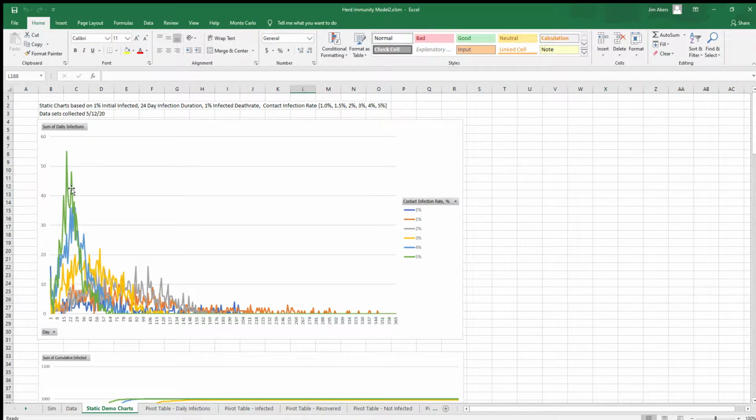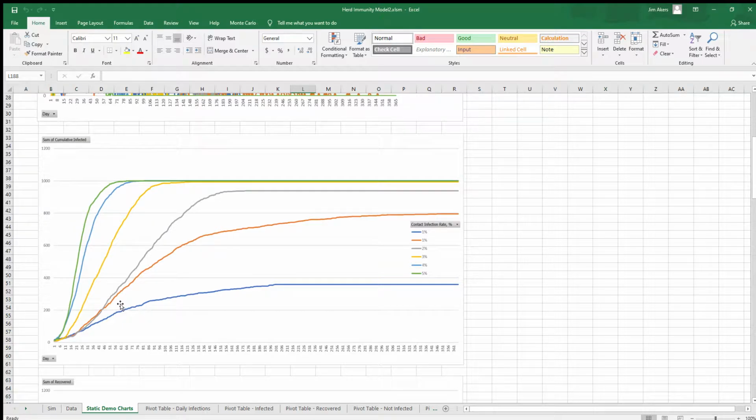This is the daily infection rate. This was the 5% infection rate. The 4 is the blue. The 3 is the yellow. The gray is the 2%. The orange is the 1.5%. And then the blue at the bottom is the 1% curve. So you can see how as it becomes more and more difficult for the virus to spread, that curve becomes flatter and flatter.